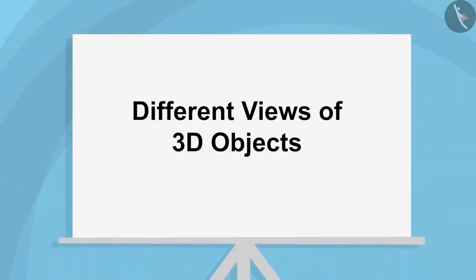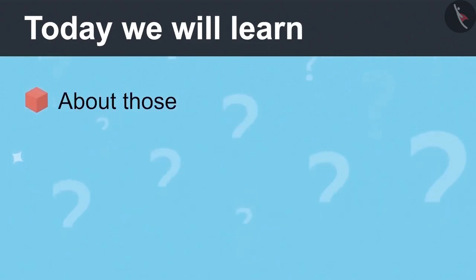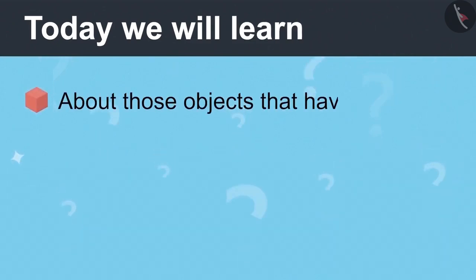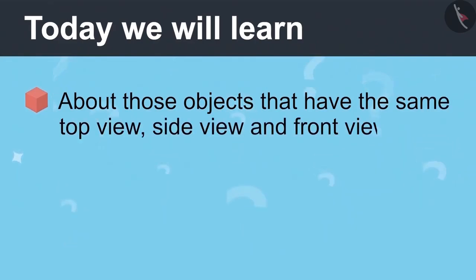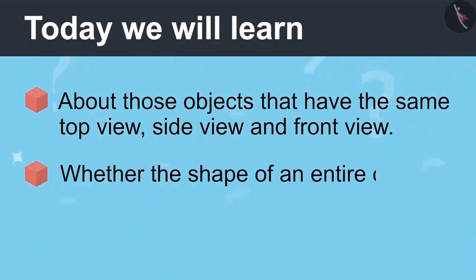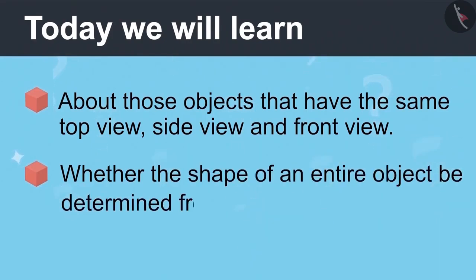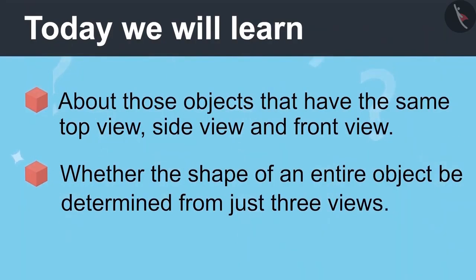Different views of 3D objects, Part 3. Today we will learn about those objects that have the same top view, side view, and front view, and whether the shape of an entire object can be determined from just 3 views.